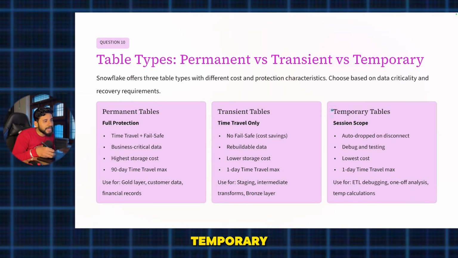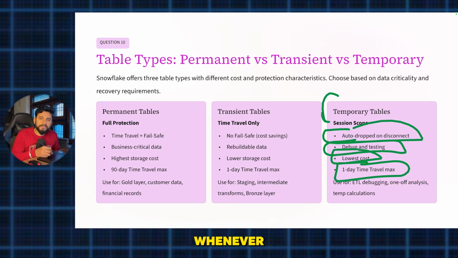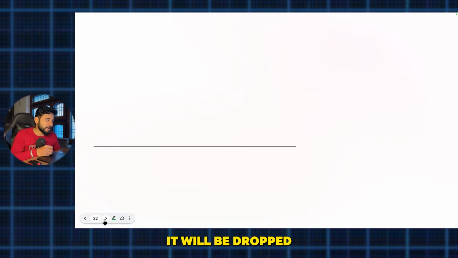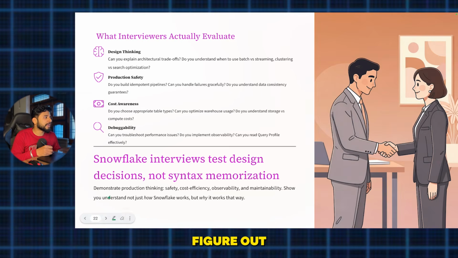A temporary table is session scoped. You can do a maximum of 1 day of time travel, and it is the lowest cost. You can use it for debugging and testing. It is auto dropped whenever your warehouse is suspended or your session is refreshed. So no need to worry about it storing any kind of memory, it will be dropped directly. Those are the differences between the three kinds of tables, and this is how you have to figure these things out.